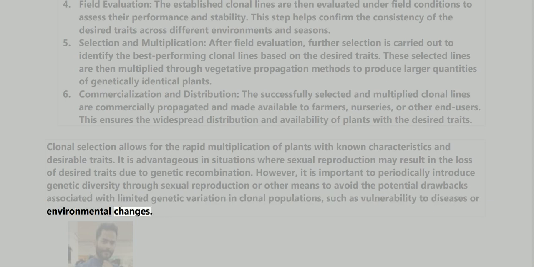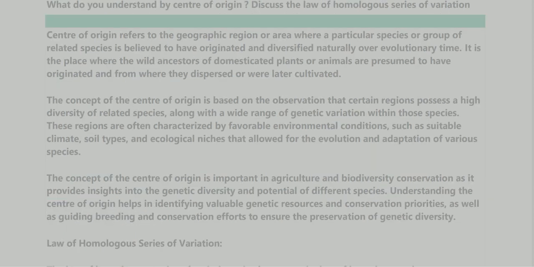What do you understand by center of origin? Discuss the law of homologous series of variation. Center of origin refers to the geographic region or area where a particular species or group of related species is believed to have originated and diversified naturally over evolutionary time.